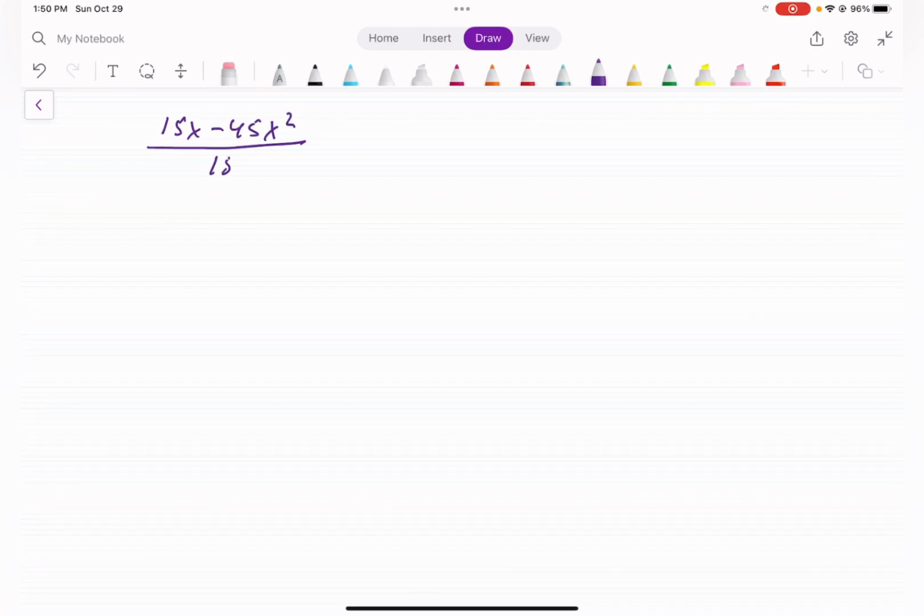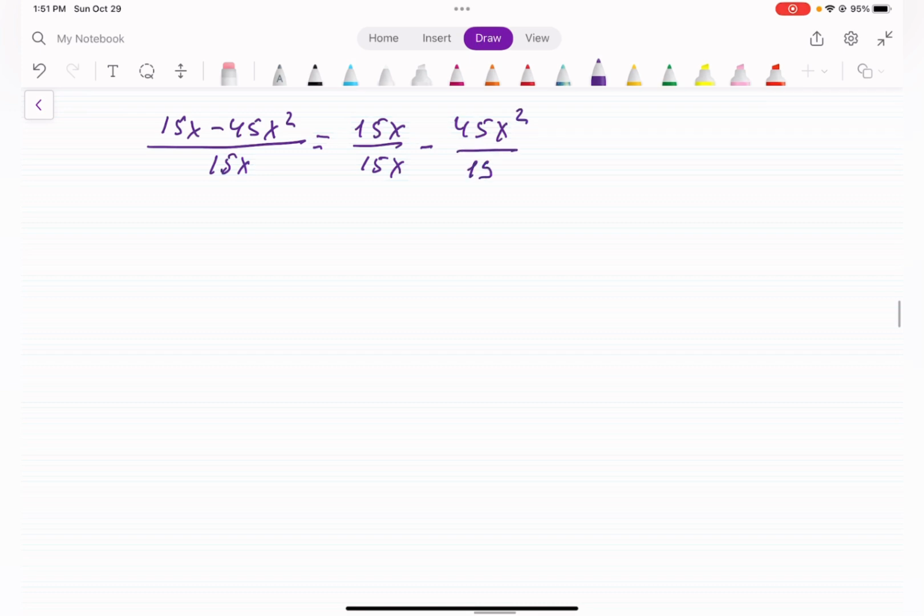Okay. Since this is a common denominator, this denominator belongs to both terms, right? And 15x and 45x squared. So I'm taking and separating 15x and minus 45x squared over 15x, right? So, what do I get? Here I'm getting 1, because it cancels, 1, and 45 and 15 is going to be 1 and 3. 45 you can divide by 15, it's 3 times.